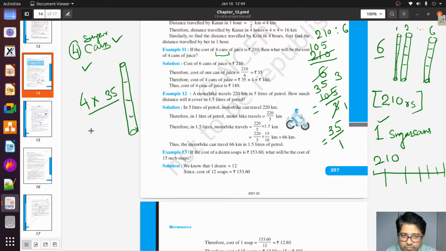35 by 4. First 5 4s are 20. So 0 of 20 will come, 2 will be carried. Very good. 5 4s are 20. From left to right we will go. So right to left. That's 5 4s are 20. In hand we have 2.